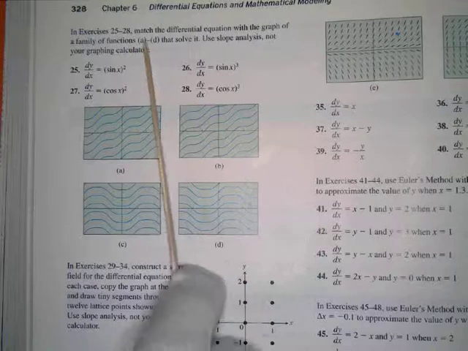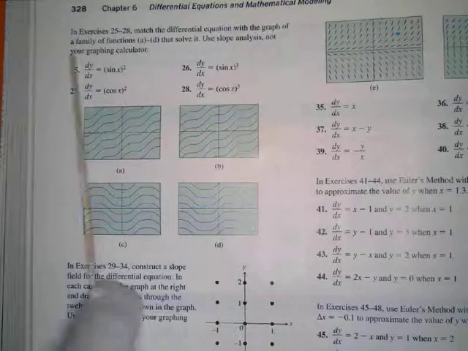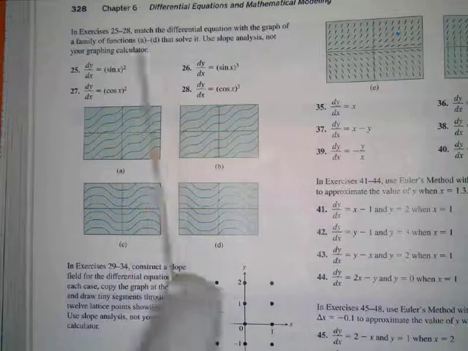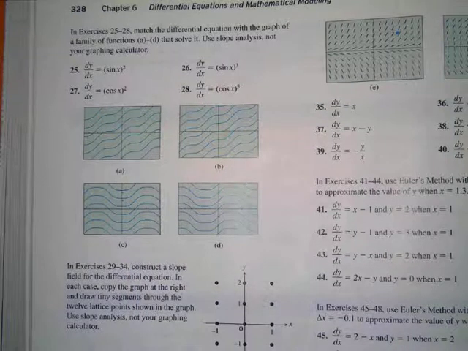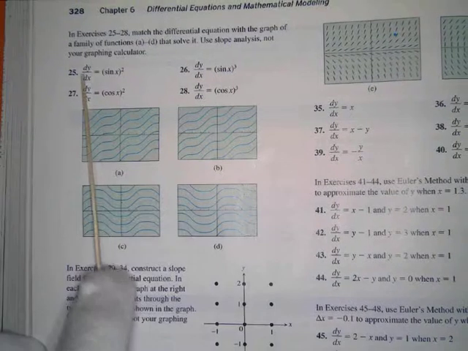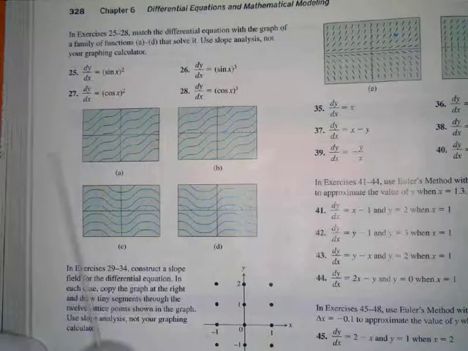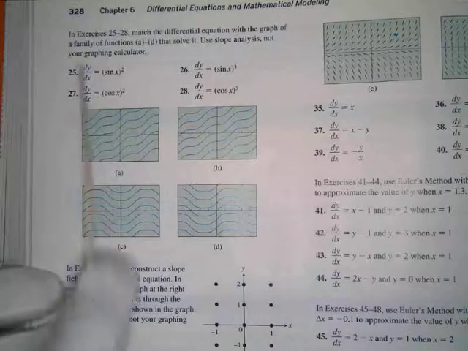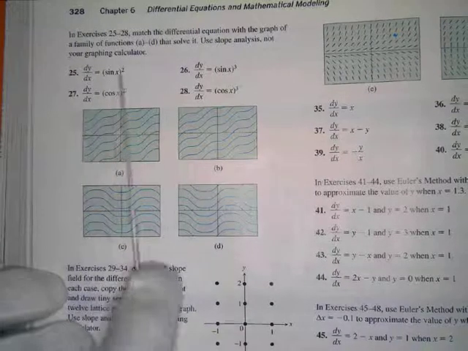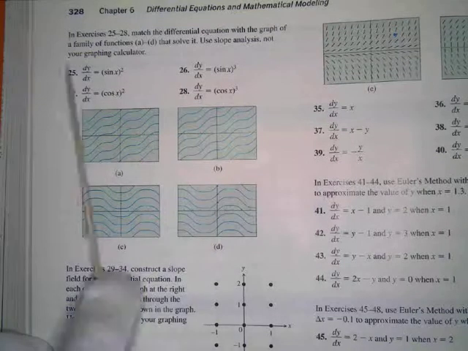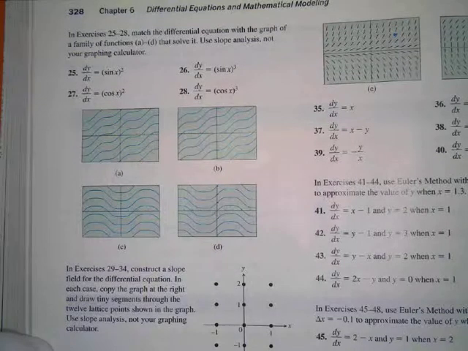Again, it says match. Up here, it says match the differential equations with the graph of a family of functions. That's A, B, C, D. That solve it, use slope analysis, not your graphing calculator. So first of all, number 25 says dy/dx, the slope, of y is going to be sine of x squared. So we just want to see which one of these graphs matches this set of slope fields.